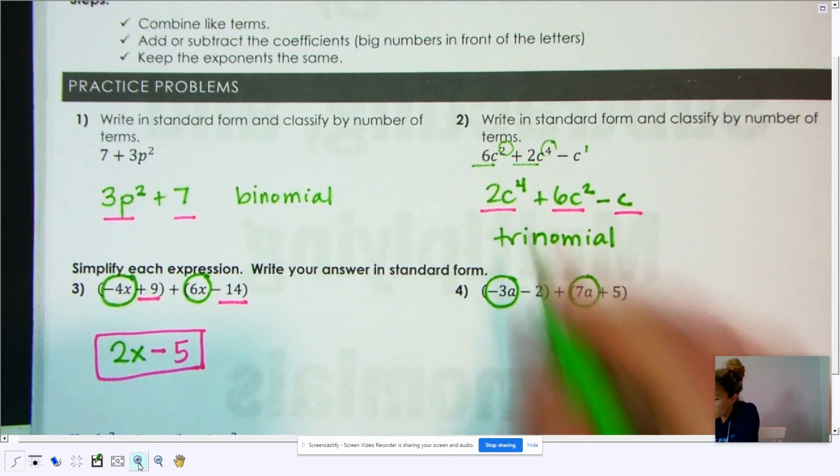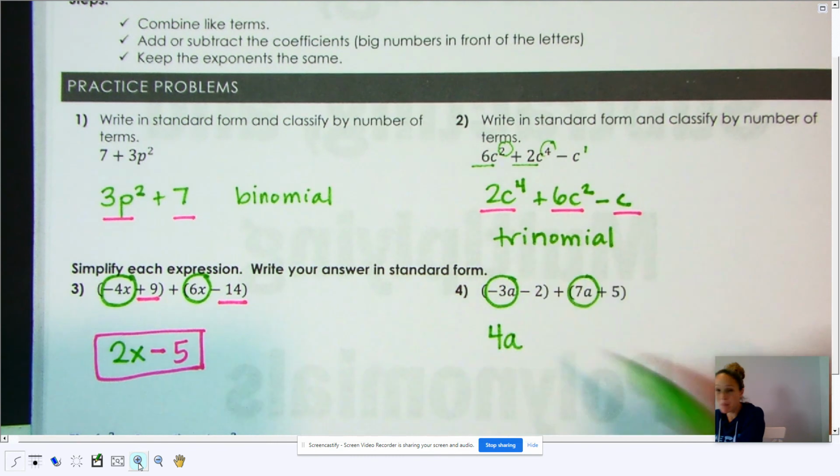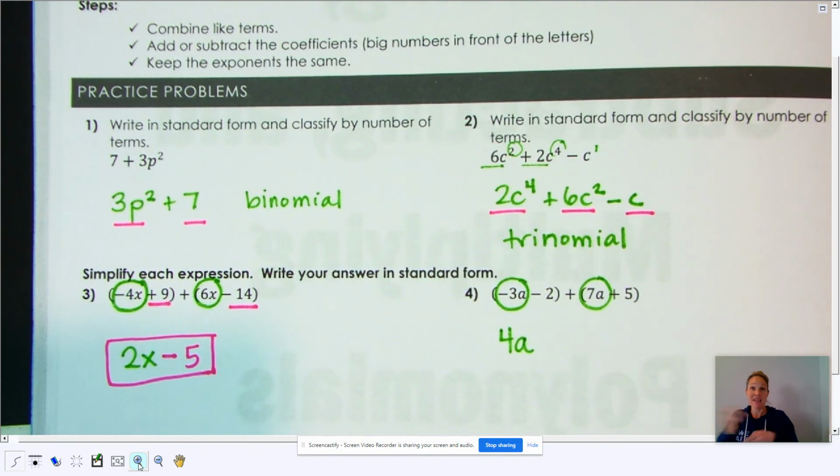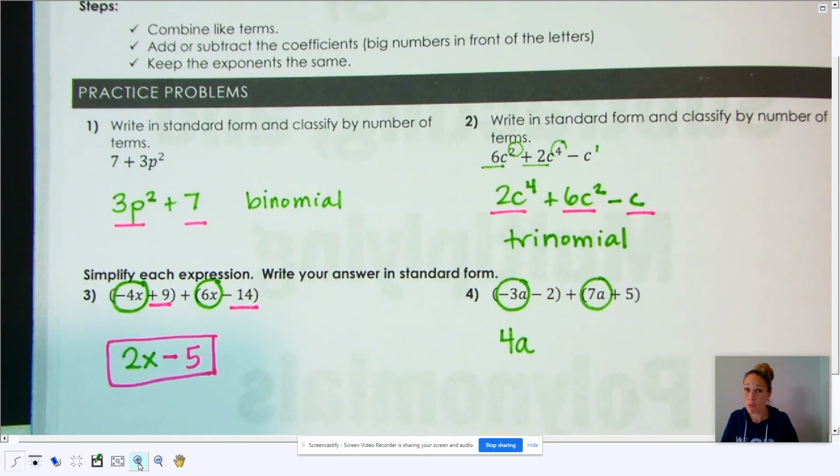And so I'm going to combine those, which gives us 4a. Remember, if the signs are opposite, they cancel each other out. So you ask, what do we have more of and by how many? We have more positives, and there are 4 extra positives than there are negatives. So it would be 4a.